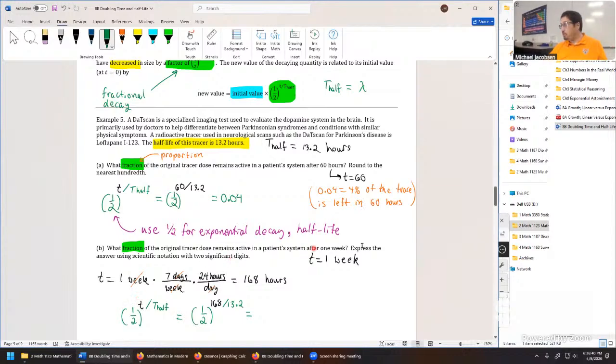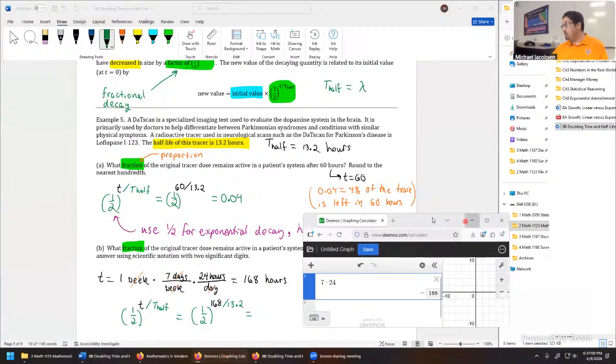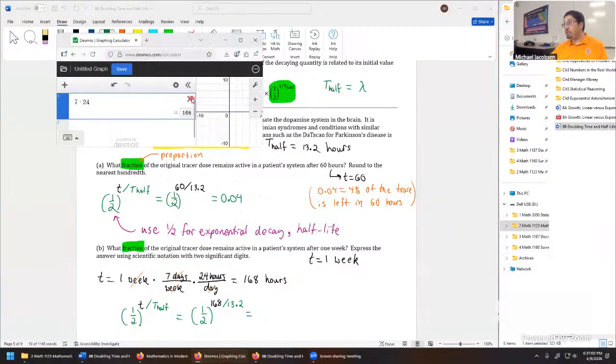And notice the further instructions. It says, express the answer using scientific notation, 2 significant digits. So it's a bit of a review problem as well. This part of the question is kind of necessary because in exponential decay, 1 week is a really long time for 13.2 hours. So our number is minuscule. But that should be the case for a good medical tracer.